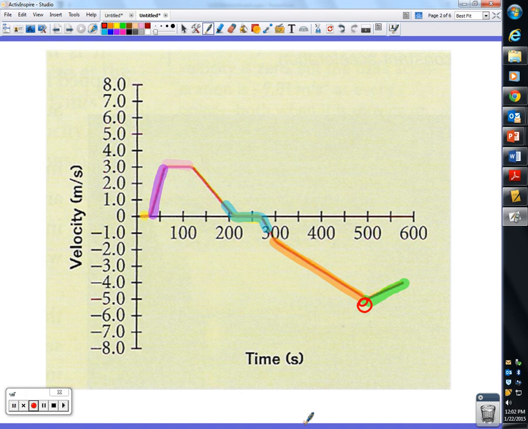right there, what can you tell me about that part of the graph? Why is that part of the graph significant? Talk to the person next to you.